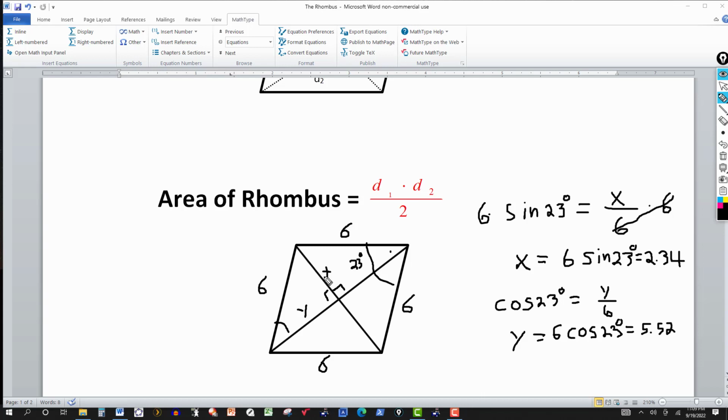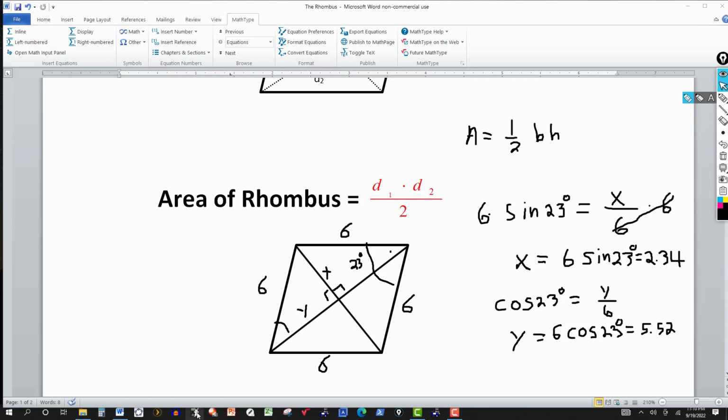So now I know X and I know Y. So I know the base is Y. If I use the triangle here on the left, I can use the Y as the base, and the other one would be the height, the X. So for the area, notice we're finding the area of a rhombus, but we're using the formula for the area of a triangle, 1/2 the base times the height.